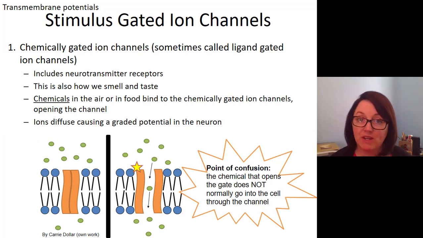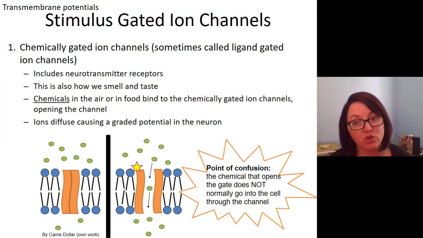So first up is the chemically gated ion channel. And we are already professionals at this one because an example of a chemically gated ion channel is a neurotransmitter receptor, right? So chemically gated ion channels, though, can be used for things other than binding to neurotransmitters. For example, we'll use chemically gated ion channels in order to smell and taste. The chemicals in the air or the chemicals in the food that we eat bind to chemically gated ion channels, opening the channel, and that will lead to a graded potential in that neuron, allowing us to smell.